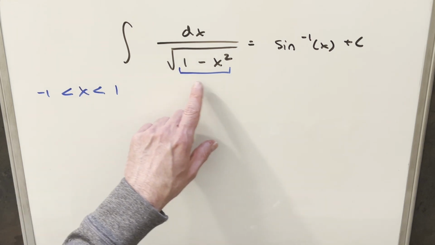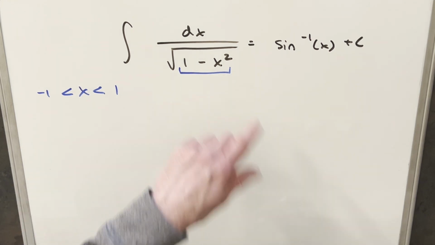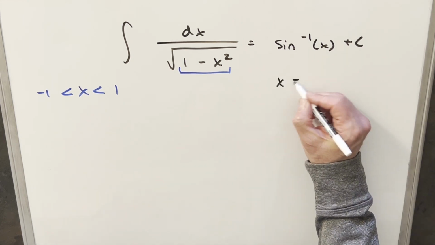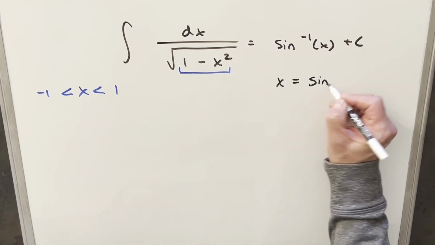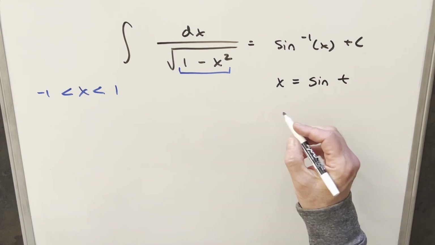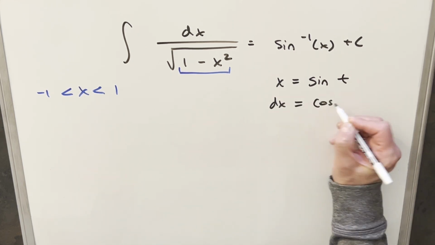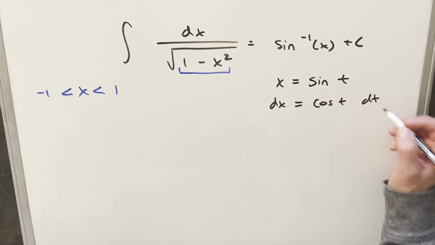So for this case where we have something minus x squared, the substitution we want to make is for sine. So I'll do the substitution. We want to do x equal to sine of t. And let's just get our derivative. So when I take the derivative, dx is just going to be equal to cosine t dt.